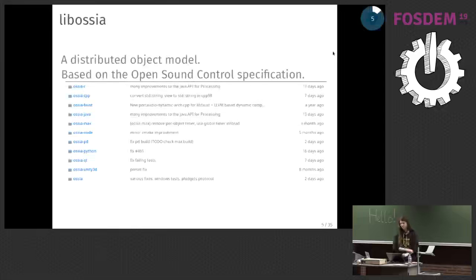So libossia is a distributed object model. That is, it has objects on various software which communicate through the network to make everything work. One computer can tell another computer, increase the volume, set the light to red, whatever. The particularity of libossia is that it has been ported to a bunch of these environments. Maybe it's too small here, but so Java, Processing, Pure Data, Max.